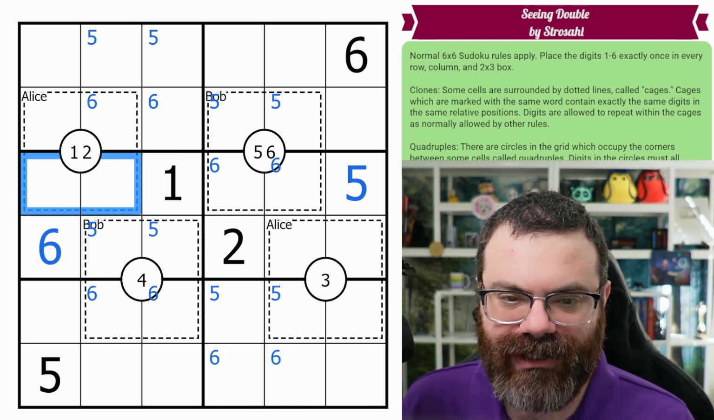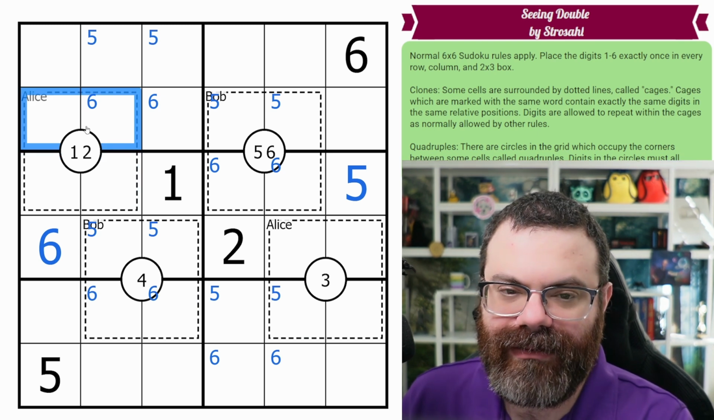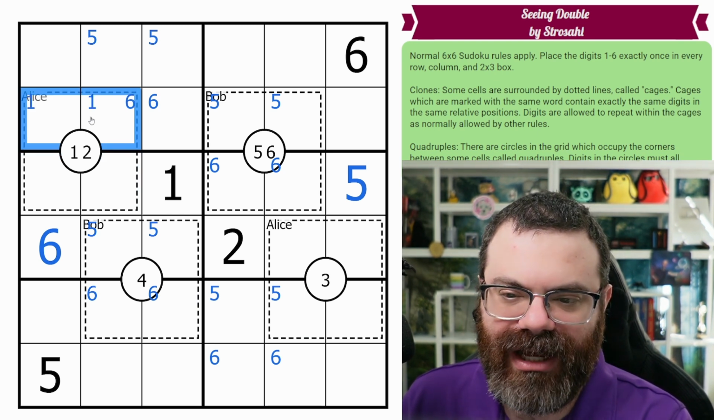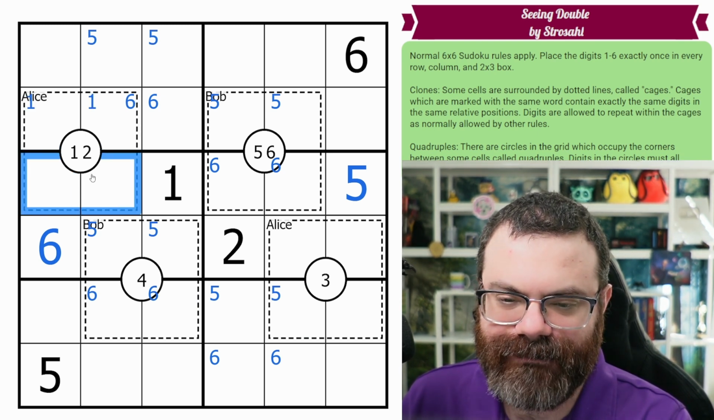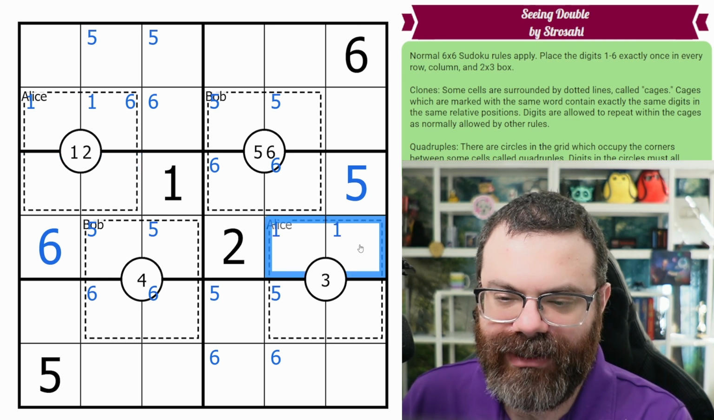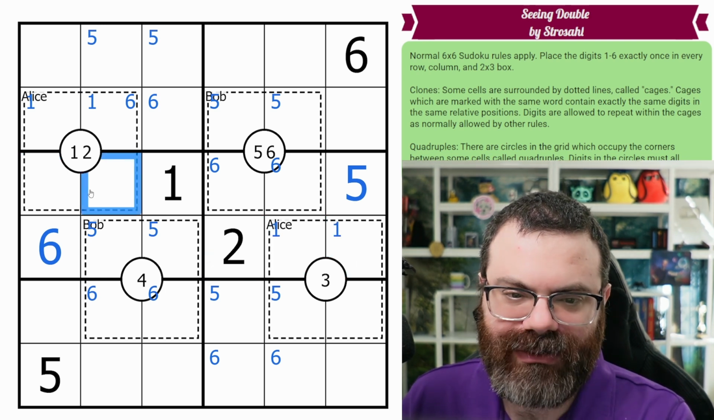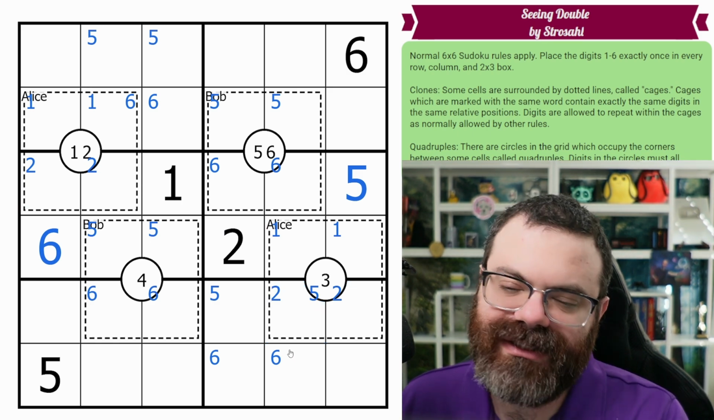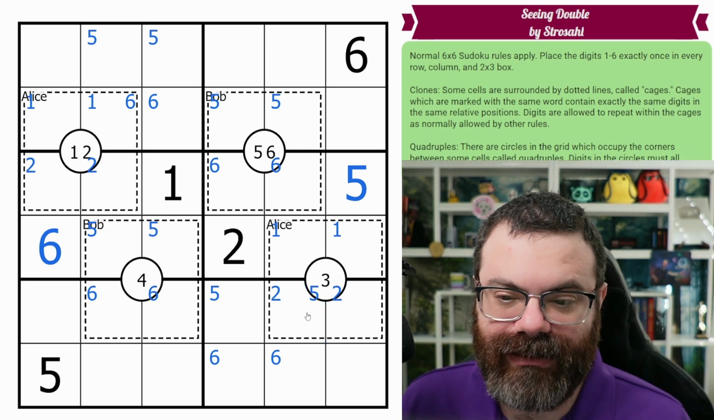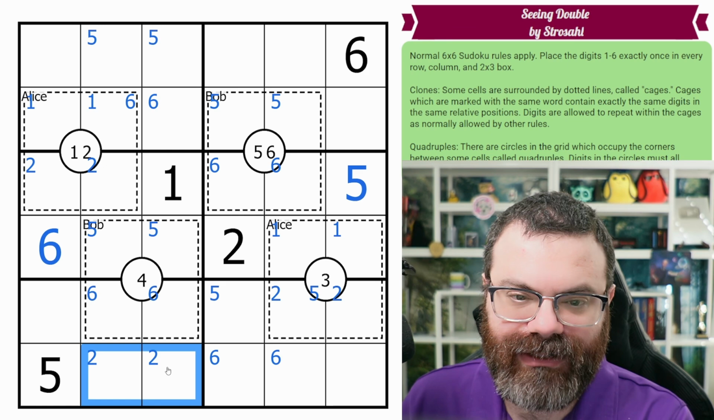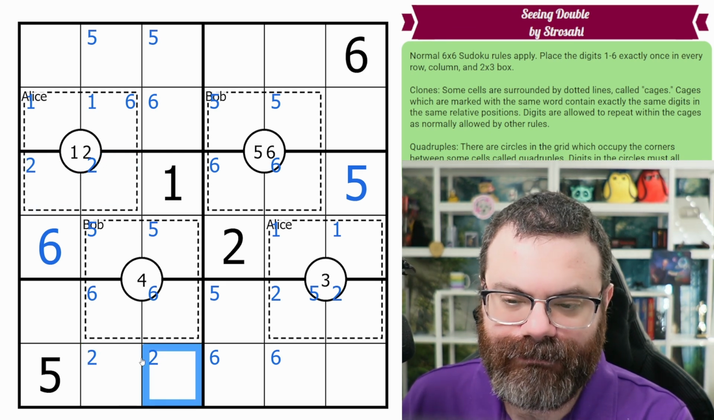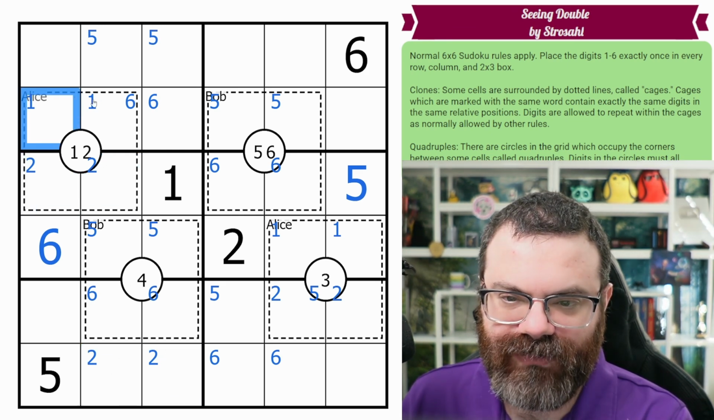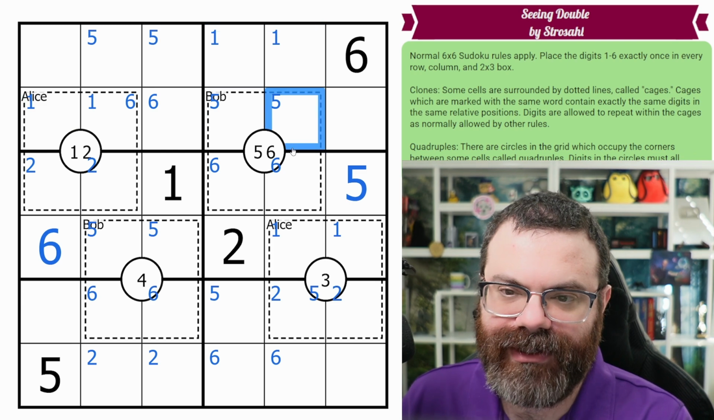I bet the 1 and 2 are helpful as well. So Alice needs a 1. It's only going to go in the top of Alice. It can't go in the bottom of Alice. So up here we have a 1. And then 2 ends up at the bottom of Alice, but not the top of Alice. That doesn't seem as helpful. But these 2s do point into here, putting a 2 down here. Do these 1s point in, putting a 1 up here?